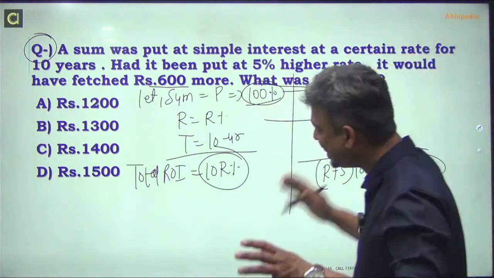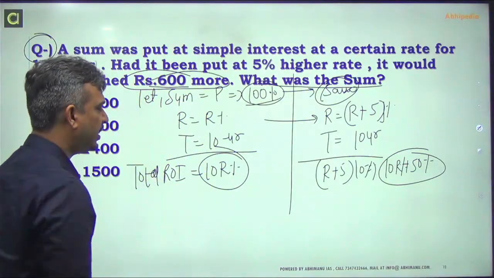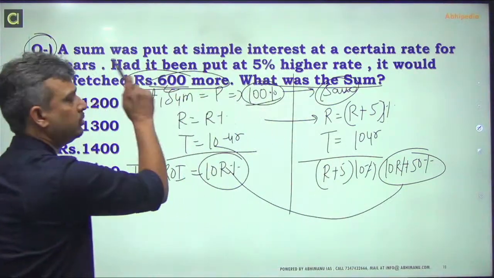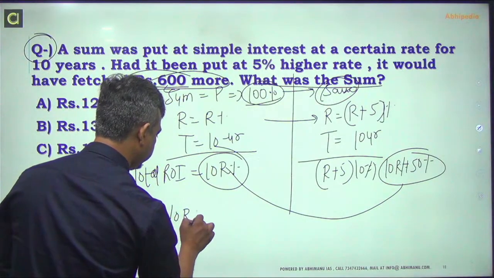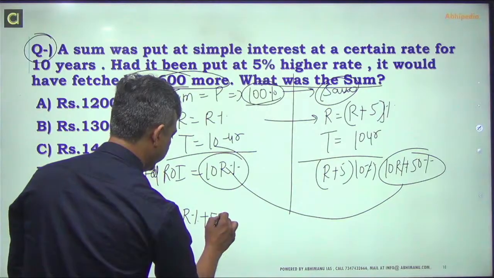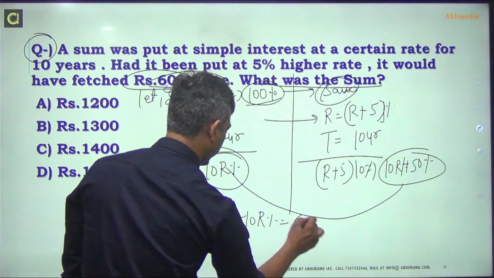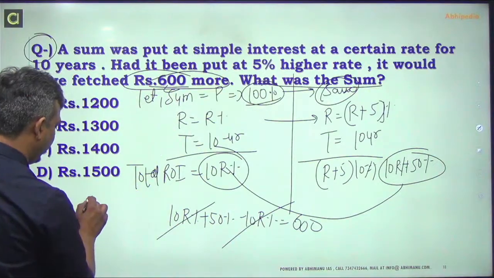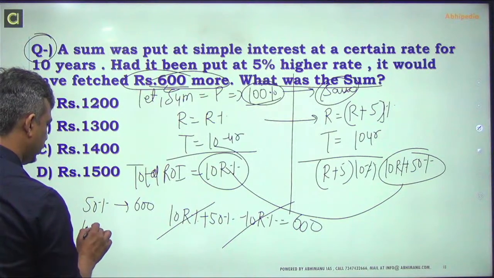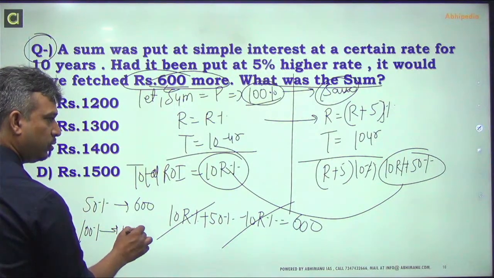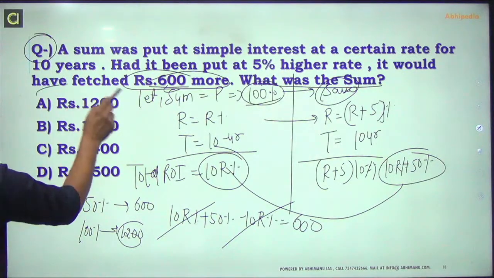Now the question is saying the simplest thing. It would have fetched 600 rupees more. It means the difference of this interest will be 600 rupees. That is, 10R% plus 50% minus 10R% is 600 rupees. So just cancel it. The value of 50% is 600. Value of 100% is 1200. Clear? So the answer is option number A, 1200.